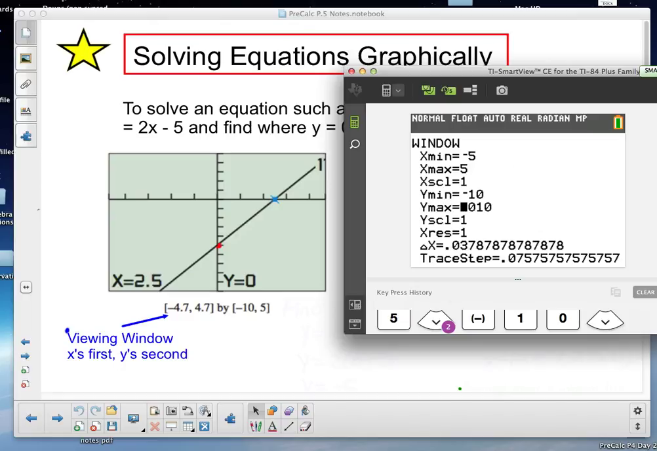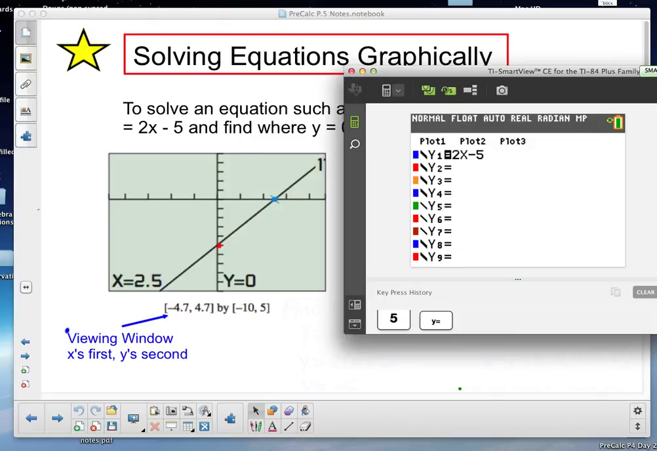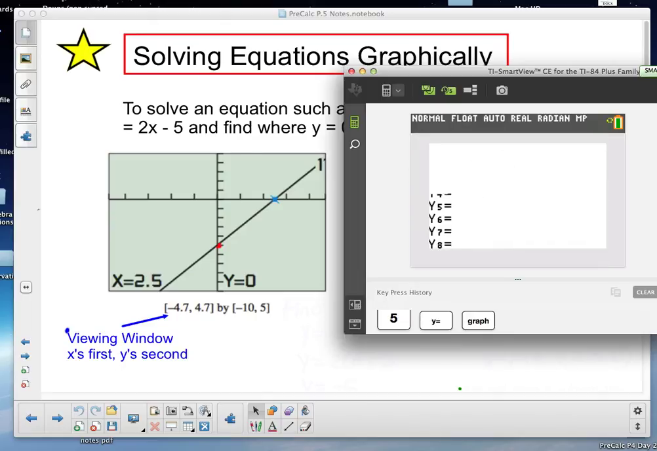So let's delete that, and I think I can just click over it and it'll be fine. The y-scale means I'm going to get a tick mark every time, and the x-res stuff we'll talk about another time. But now I'm going to graph, and now my graph looks very similar to what we're doing.